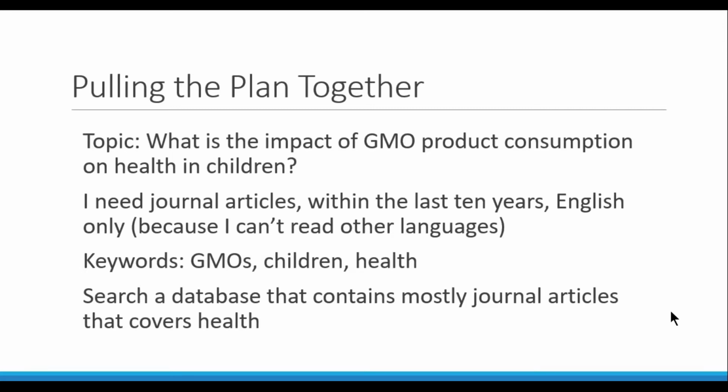So here we're putting our plan together. We've got our topic. What is the impact of GMO product consumption on health in children? And we want journal articles. And you can also select how many years you might want to search, or at least think about it. And so we're just going to say we're interested in the last 10 years. And I'm interested only in English language articles because I can't read anything else other than English. So our main keywords then are GMOs, children and health, and then we would consider using a database that searches journal articles that cover health.